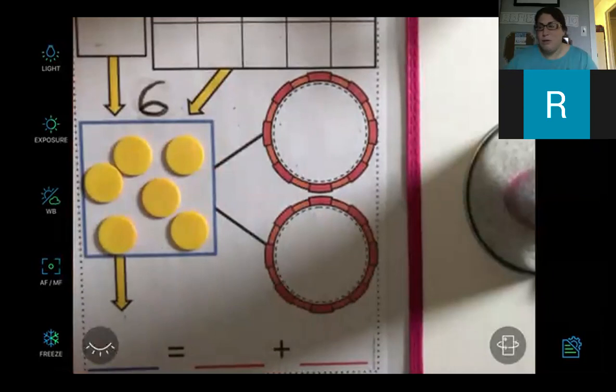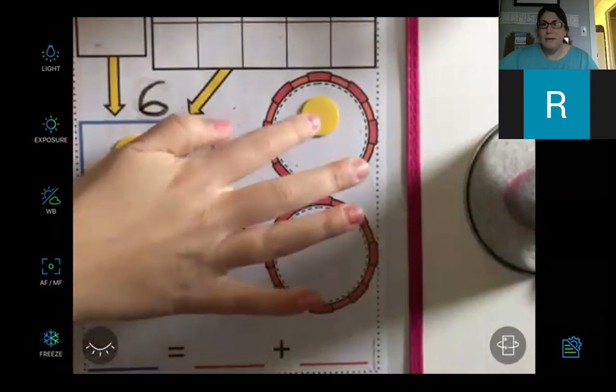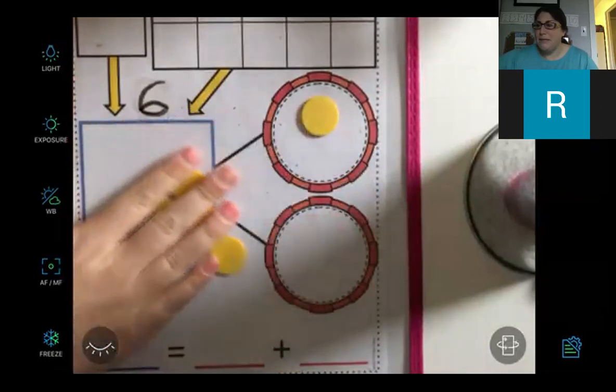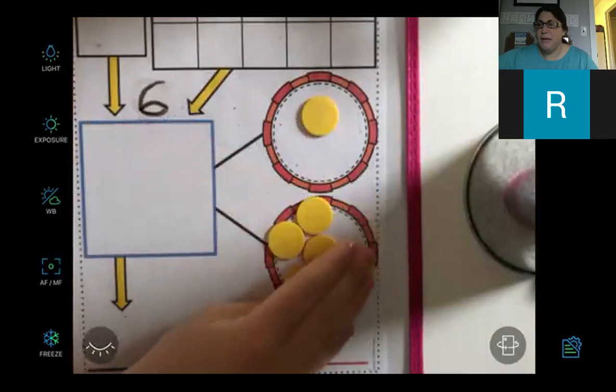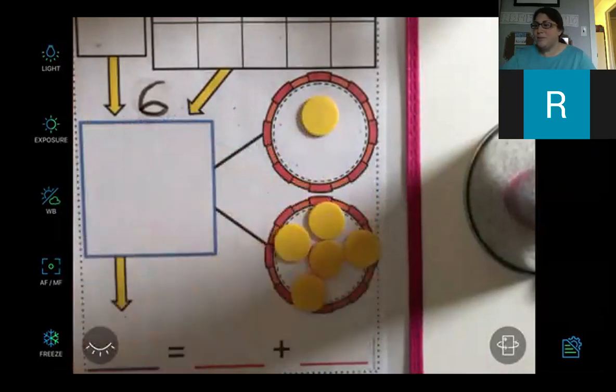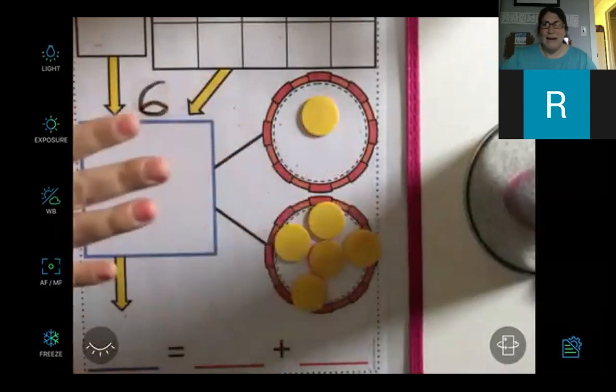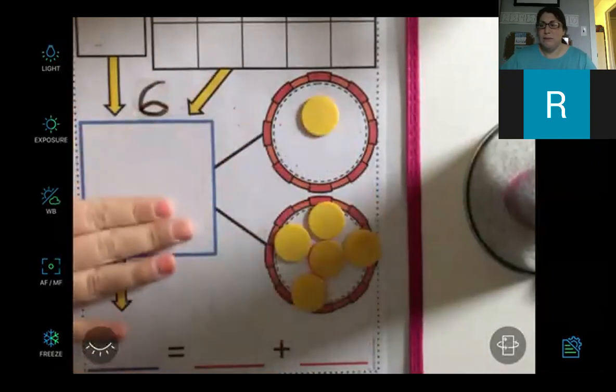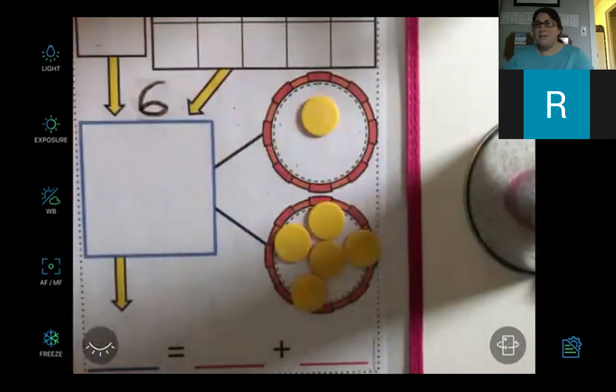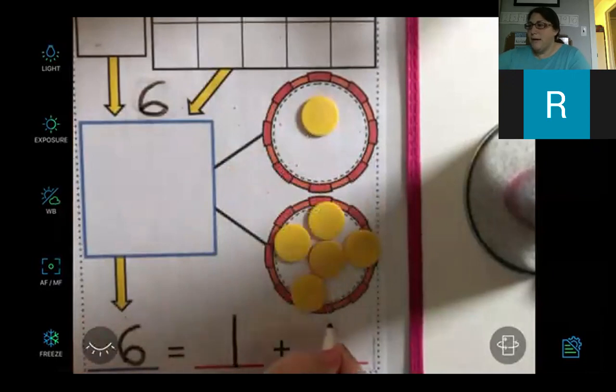So here's one way you could do it. I'm going to move one of my counters over here, and then I'm going to take the rest and I'll put them in the other part. Now, you see how I did that? I had my 6 here. 6 is still my whole, and I broke it up into 2 parts. I'm now going to write the number sentence down below. So it is 6, because that's what I started with, is or equals, and then my 2 break aparts, 1 and 5. That's one example.